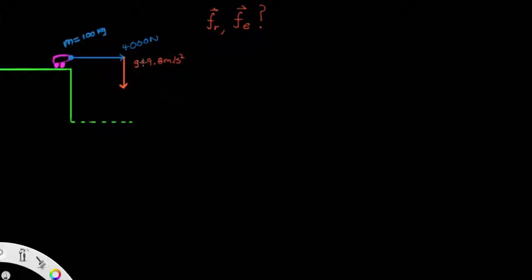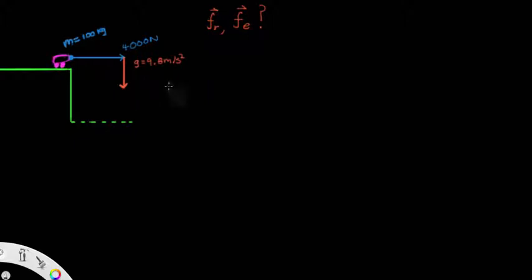Now we're also told that this planet has an acceleration due to gravity of 9.8 meters per second squared. And what we're asked to find is the resultant force of this cannonball and the equilibrium force. Now they're both vectors, and I'm going to show you how to solve this problem.